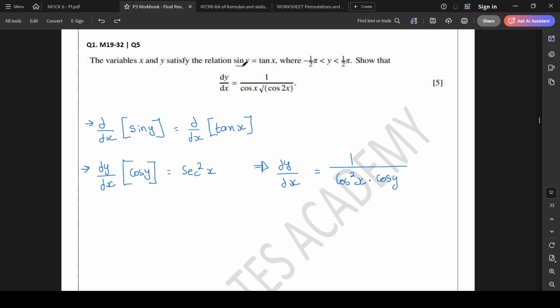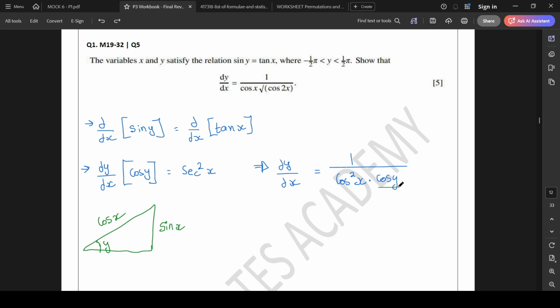Over here, what I can do is I know that my sin y is equal to tan x. Tan x is nothing but sin x over cos x. So I can just create a triangle and say that this is my y, and I know that sin y will be equal to opposite over hypotenuse. So tan x can be written as sin x over cos x. So sin x goes over here, cos x goes over here. So sin y is equal to sin x over cos x. That is what I'm able to understand.